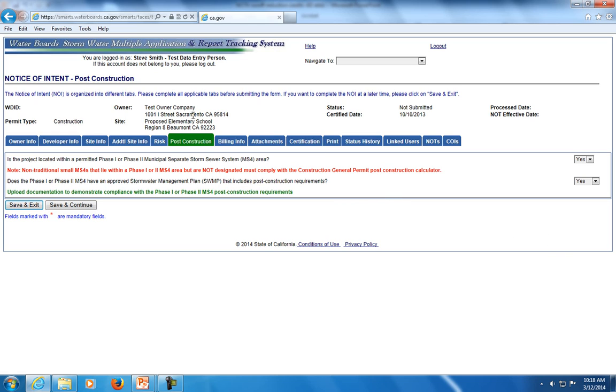And so we have a fictitious project. It's down in Beaumont, in Southern California, in Region 8 of our water board. There's a post-construction tab, and that's basically what we're going to be dealing with. There are other tabs here as well, and Patrick Otsuji and others do some really good SMARTS training for the water board. We're just going to deal with this particular tab, the post-construction tab.